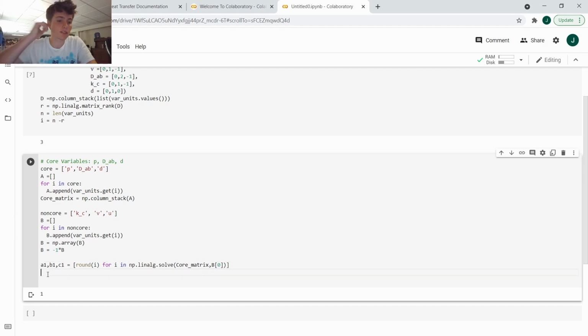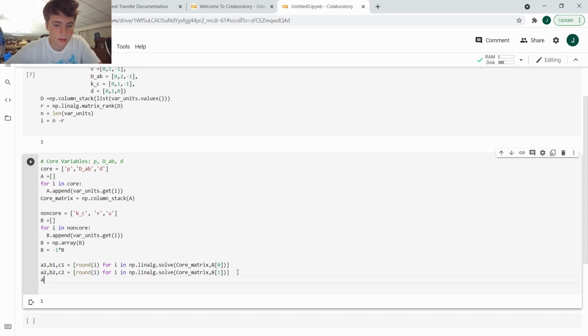And I'm just going to do the same thing to get the exponents for this second dimensionless variable. So A2, B2, C2 equals, just copy and paste this. Like that. Except this is now going to be 1. A3, B3 equals, copy and paste it. We want the third element in the B. Do all of that.